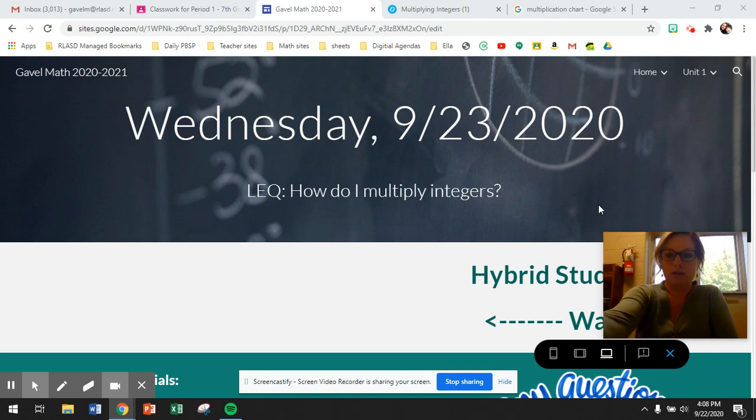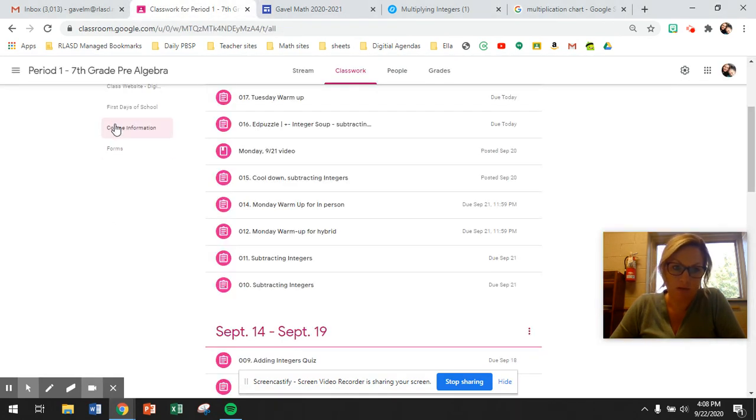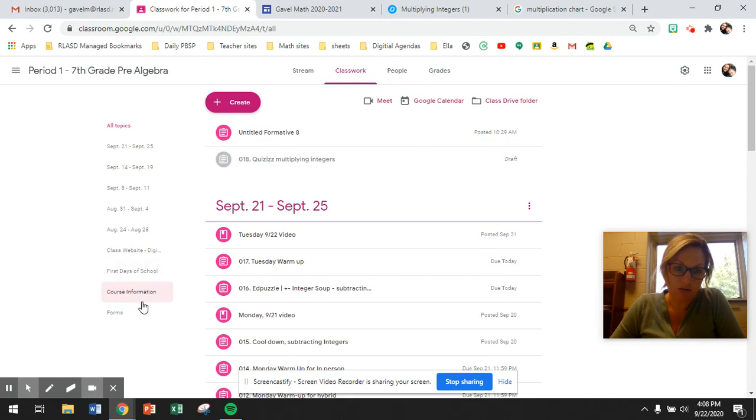We are going to start working on multiplying integers. So this is our positive and negative numbers. And this is our Google site, which can always be found under our Google Classroom and then the class website.